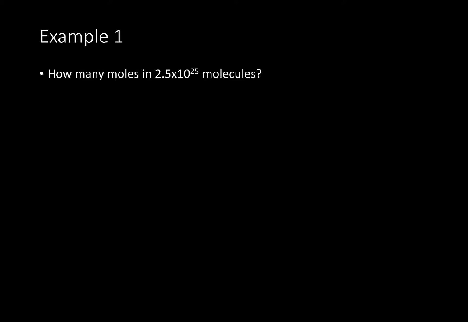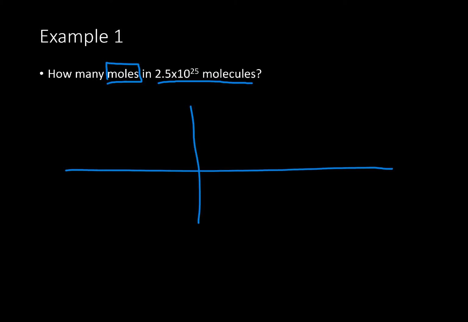Alright, let's look at our first example, which is how many moles in 2.5 times 10 to the 25th number of molecules. So this is the number of molecules which is given, and you're expected to find moles. Remember what I told you in class? You will always underline the given and you will box the needed. Now that you have identified what's given and what's needed, you will set up your chart. So you set up a nice chart and you start with what's given. What's given is 2.5 times 10 to the 25th molecules.